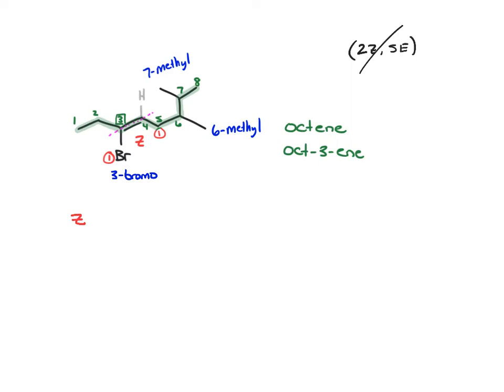So we start with the Z. Now we put our substituents down alphabetically, 3-bromo. We'll combine the methyls, 6,7-dimethyl. And the parent, oct-3-ene. Or you could have written it as 3-octene. Either is perfectly fine.